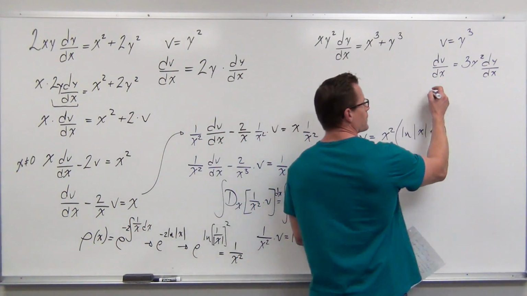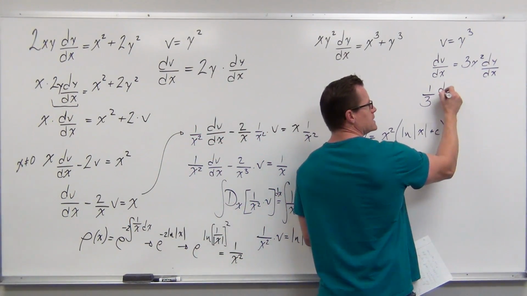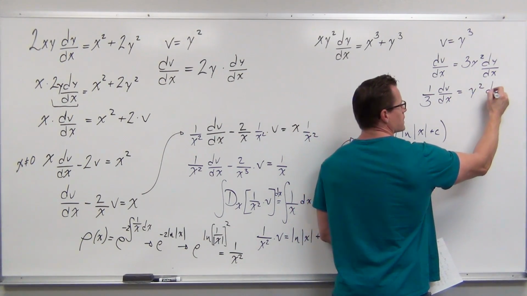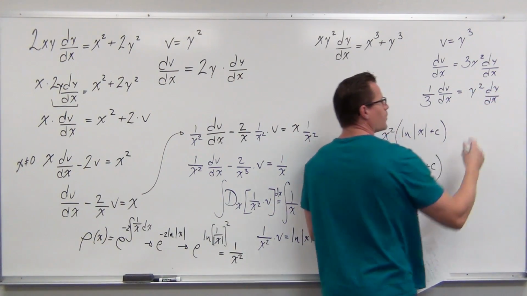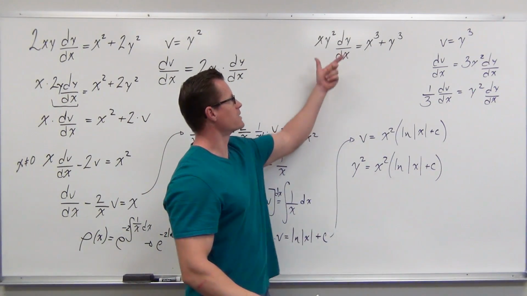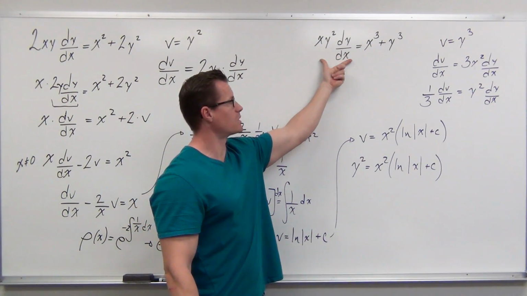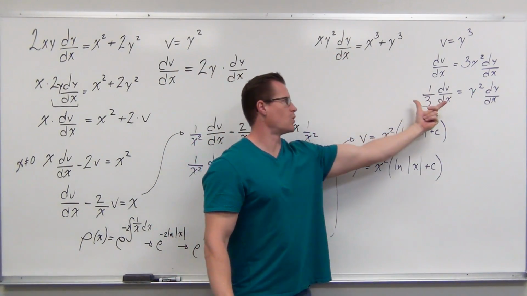Then we have 1/3 dv dx equals y squared dy dx. That way we can replace all of the y squared dy dx. We'll leave the x. We'll replace all of the y squared dy dx with this 1/3 dv dx.